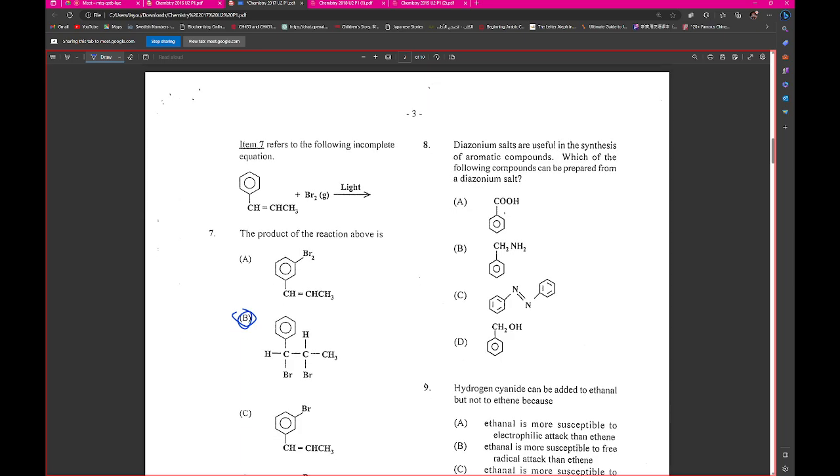8. Diazonium salts are useful in the analysis of aromatic compounds. Which of the following compounds can be prepared from a diazonium salt?